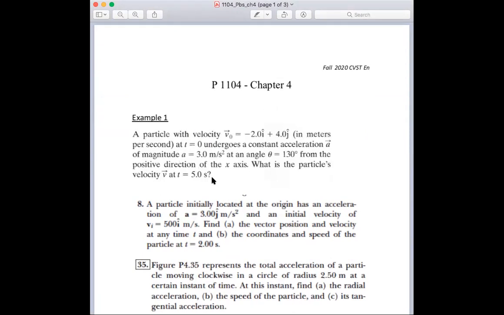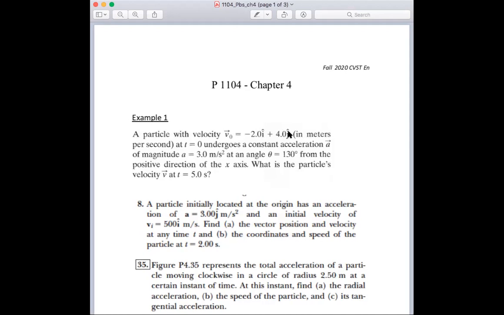So that's the question. First of all, when you see this i with a hat, it means that this is the unit vector for the x-axis, and the same for j with a hat, it's the unit vector of the y-axis. We don't write them in this notation, but they are the same.